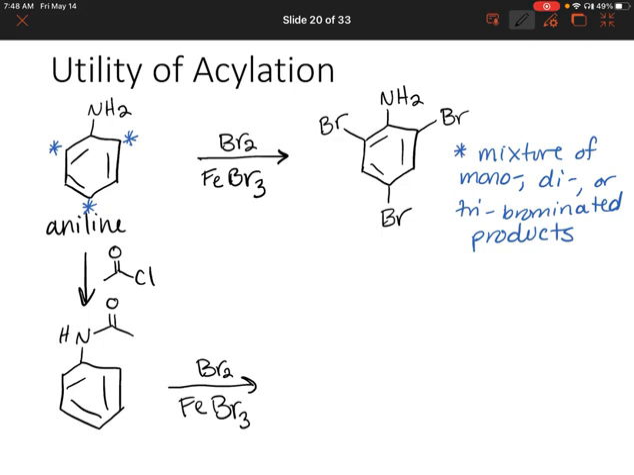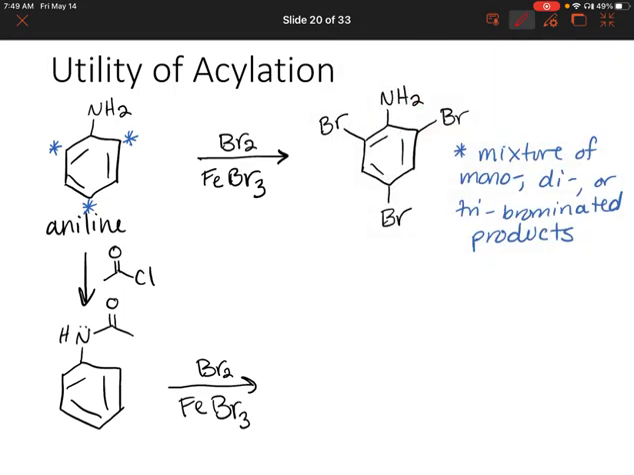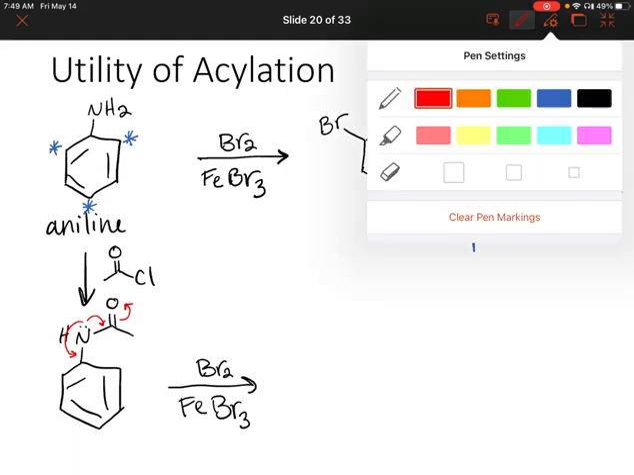Well, looking at the group that we now have at the top of the ring, that is a moderate activator. So it's no longer a strong activator. And that's because of that carbonyl group. Because if we just draw in our lone pair there, we could either donate electrons into the ring or away from the ring. So we're only going to add bromine once because the ring is no longer very activated, it's just slightly activated.